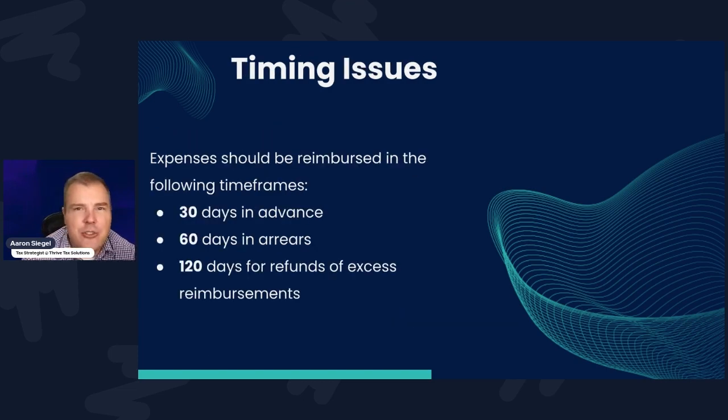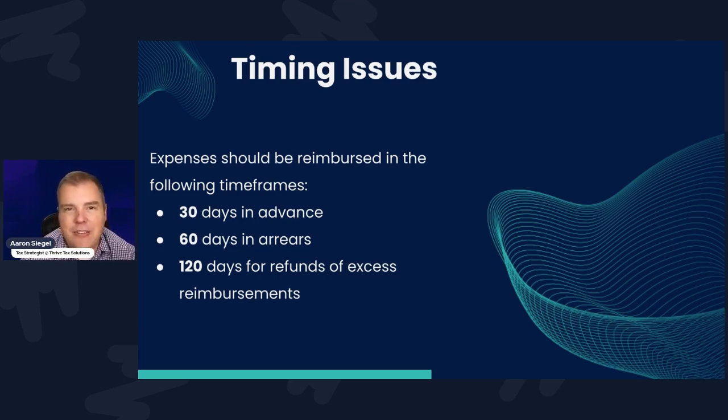There's a few timing issues in terms of these reimbursements. The IRS typically requires that you reimburse within a few timeframes. So we've got this 30, 60, 120-day rule. The first is you can reimburse expenses in advance, but only 30 days in advance. If you have a big expense that's going to come up in the personal account, you can reimburse these expenses up to 30 days in advance. On the backside, if you pay for these expenses out of your personal account and want them reimbursed, typically that reimbursement window is 60 days in arrears.